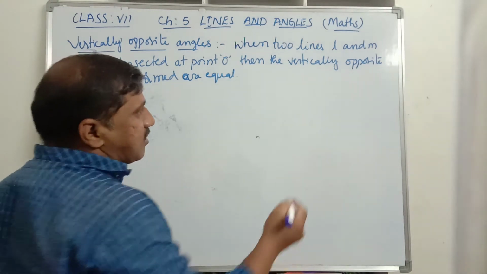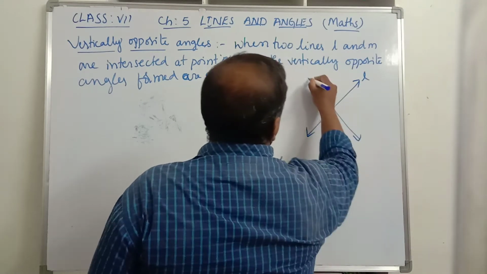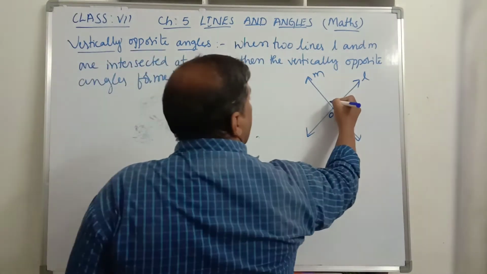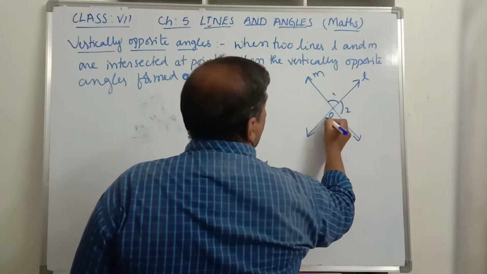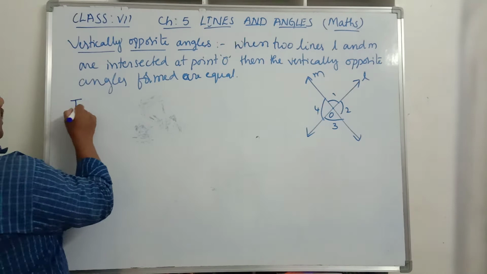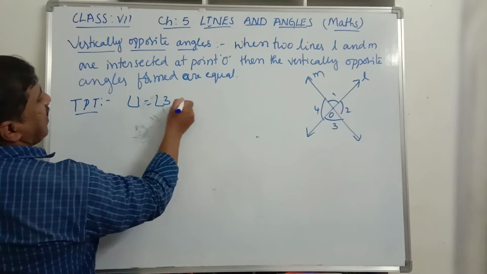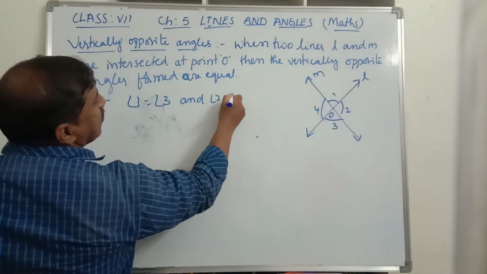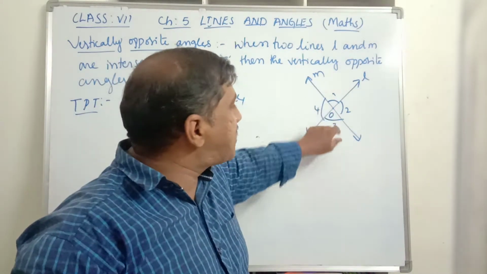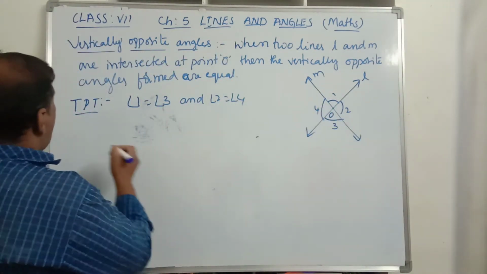Let's take two lines, line L and line M, both intersecting at point O. Let this be point O, and the four angles are angle 1, angle 2, angle 3 and angle 4. So what do we have to prove? To prove, TPT: angle 1 is equal to angle 3 and angle 2 is equal to angle 4. That is, measure of angle 1 is equal to measure of angle 3, and measure of angle 2 is equal to measure of angle 4. How do we prove this?